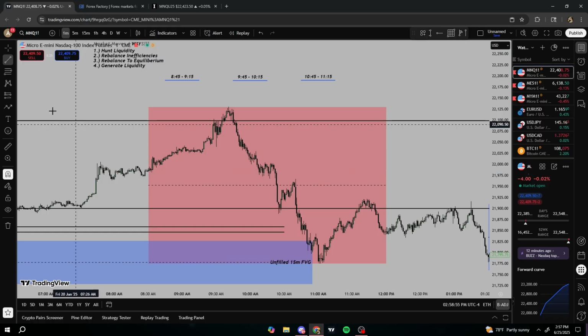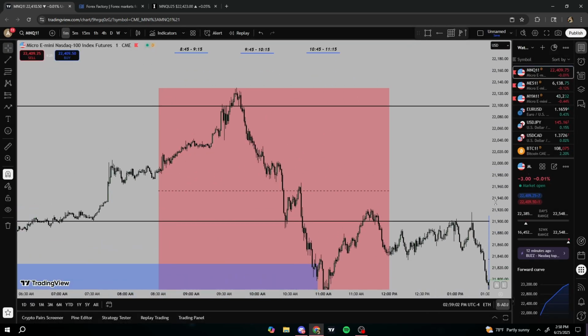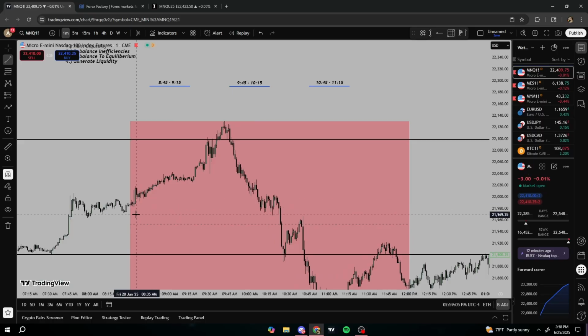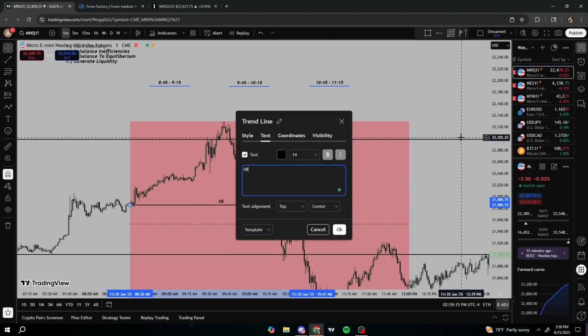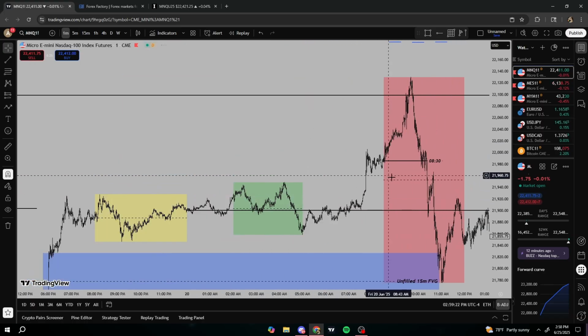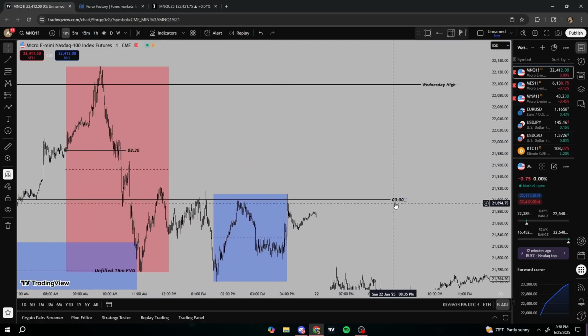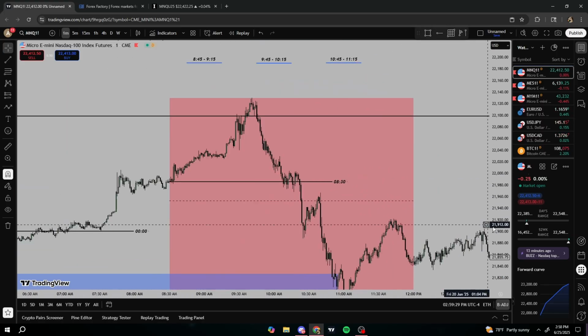Think of the midnight open as the premium discount level of the daily, and for the New York session you can use the 8:30 opening price. So let me just hook this on, 8:30, the time-based premium discount level of the session. And then over here we have the midnight. Let's just move this over here. This is still relevant, but we're going to be looking at this for right now.